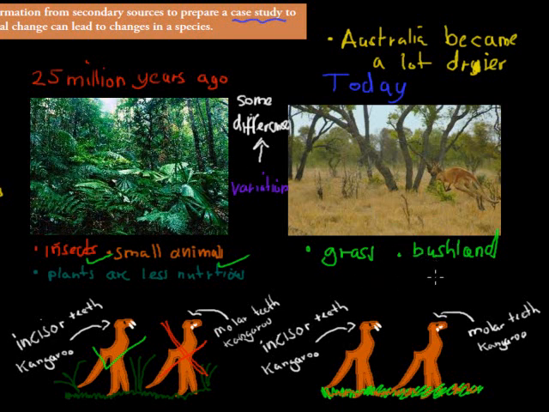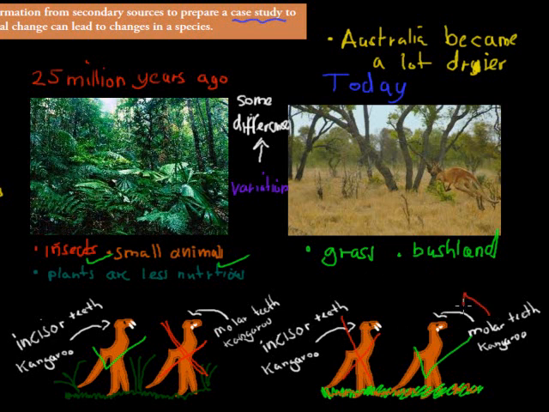So now we have more grass, more bushland, which means that the kangaroos that were to survive, if you have that small variation again, if you have molar teeth kangaroos and incisor teeth, now the ones who have incisor teeth would be less likely to survive. They would be less likely to survive because they have less animals to eat, so they would be starting to die out. Whereas the ones who have molar teeth, the ones who can eat grass well, they would be able to reproduce more and more.